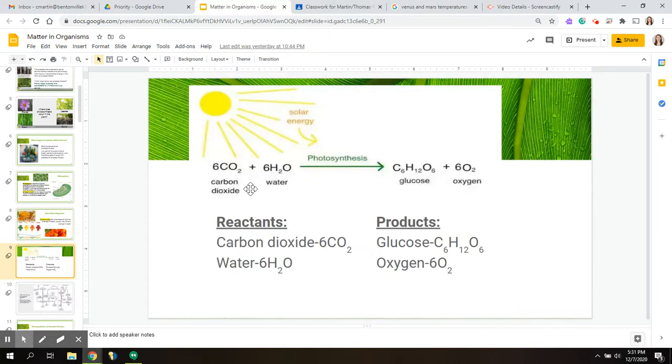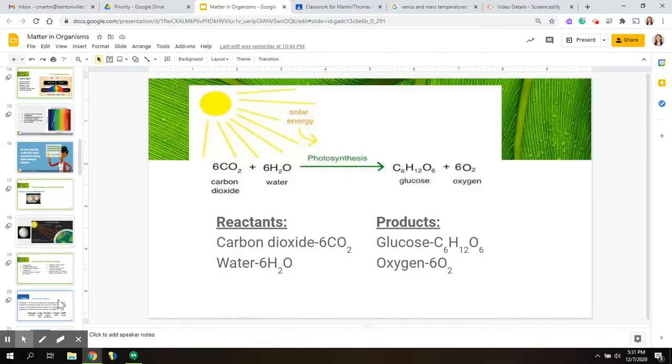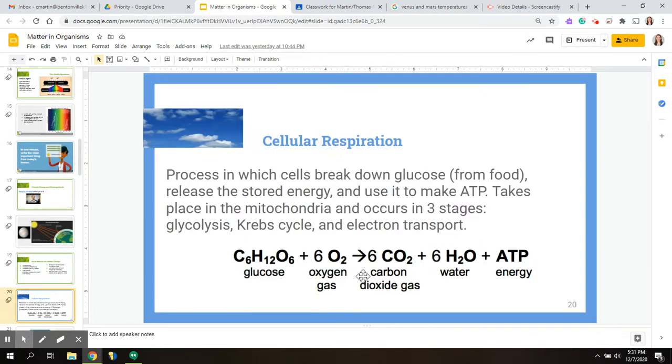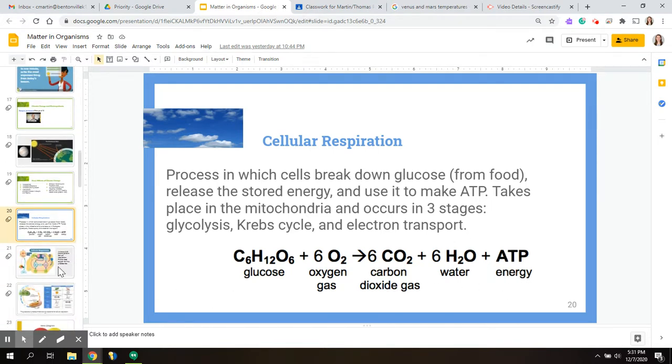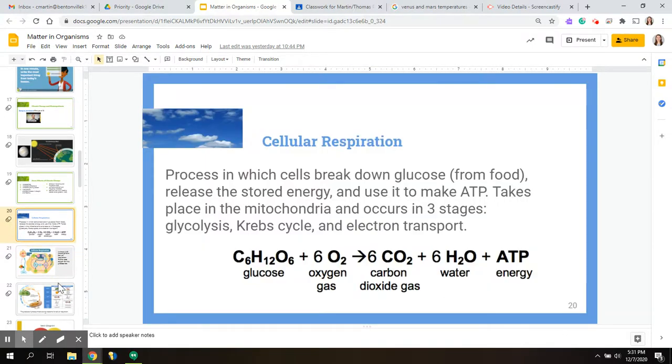Boom! This is the reaction for photosynthesis. Carbon dioxide plus water makes glucose and oxygen with energy from the sun. Cellular respiration is glucose plus oxygen making carbon dioxide gas and water and energy that you release. So, cellular respiration and photosynthesis are reverse processes of each other, in which the reactants for one are the products for the other.